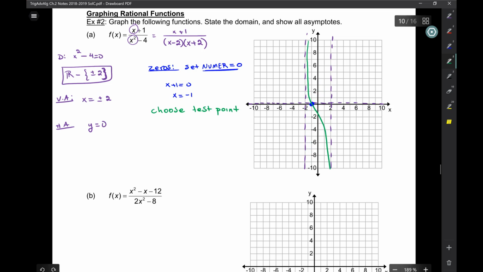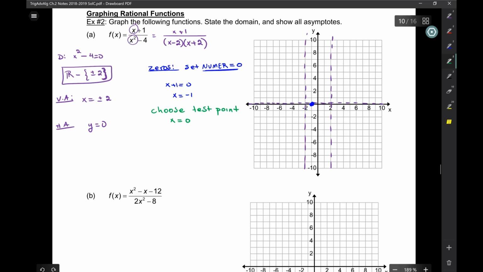I love this because it's like a little mystery clue game, right? Choose a test point. Yeah, it does look like a chromosome. All right, let's choose x equals 0 because that's my favorite number, 0, except when it's a grade. Then I don't like 0.